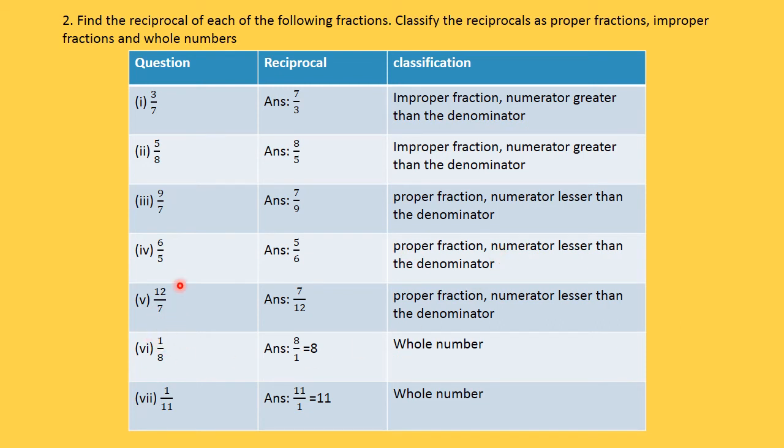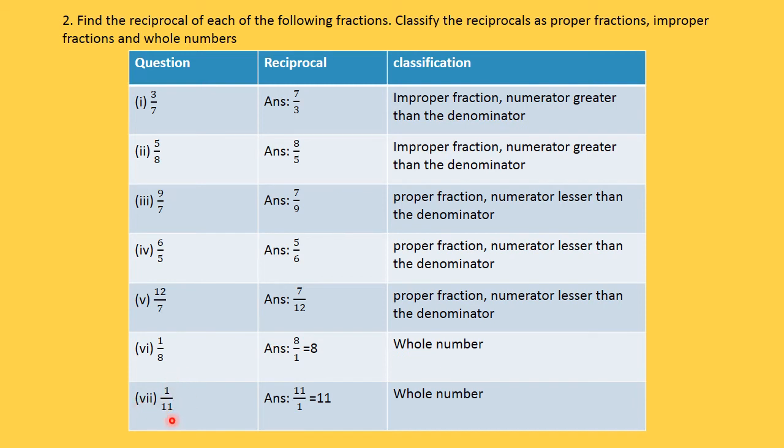Next we have 12 upon 7. What is its reciprocal? Just reverse them. 7 upon 12. Numerator is 7, denominator is 12. Numerator is less than denominator, 7 is less than 12, so it is a proper fraction. Next we have 1 upon 8. What is its reciprocal? Reversing numerator and denominator, 8 upon 1. What does 8 upon 1 mean? It is equal to 8. 8 upon 1 means 8 is a whole number, a positive integer.